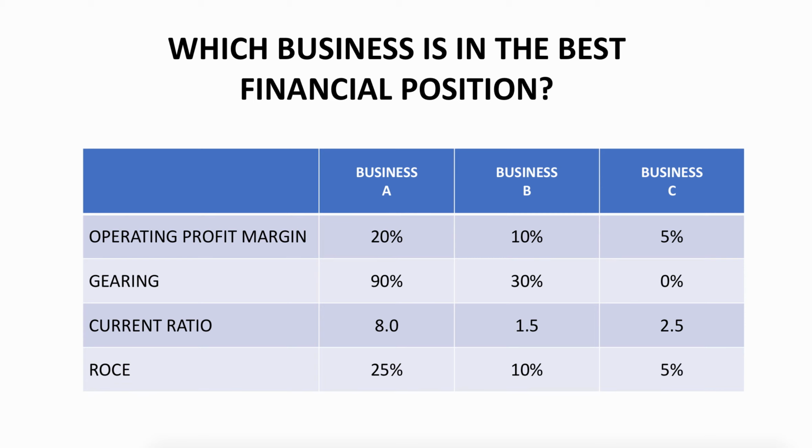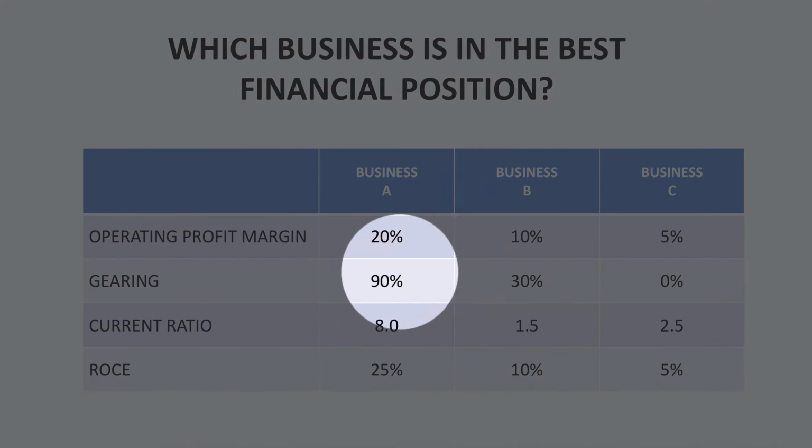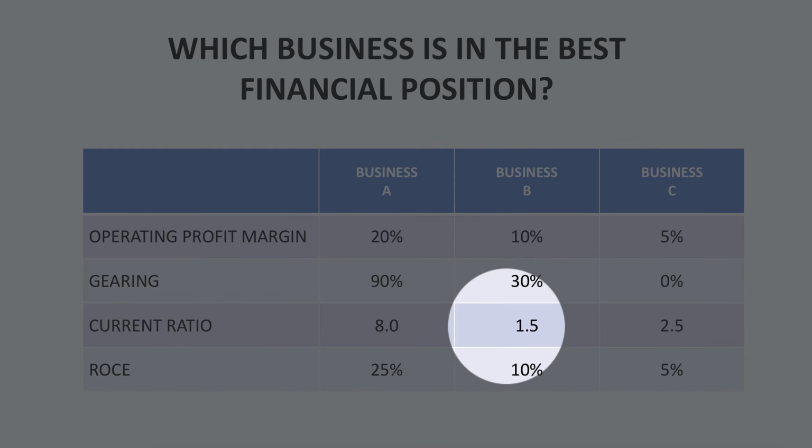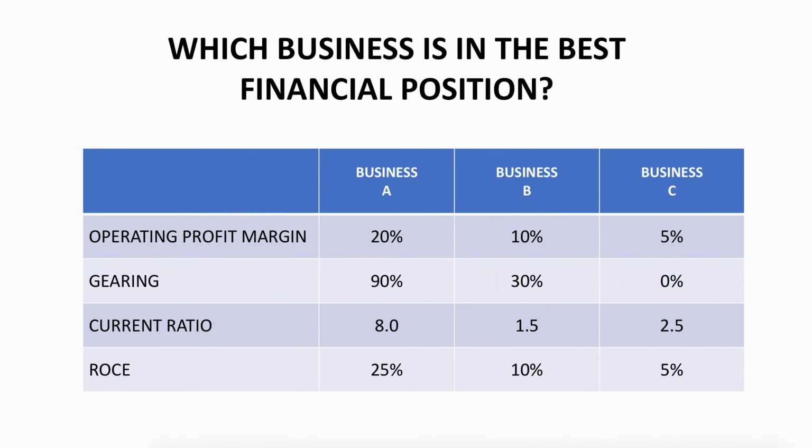So what did you choose? A, B or C? Having done this exercise with students quite a few times, a lot of them plump for B because it's got a good operating profit margin, relatively low gearing, decent current ratio, but a high return on capital employed. The more cautious students often choose answer C, business C, because it's got no gearing at all and it's got a better current ratio, or higher current ratio, therefore a better liquidity position.